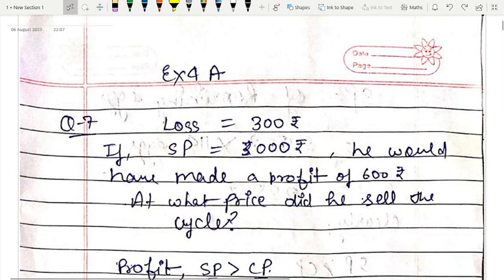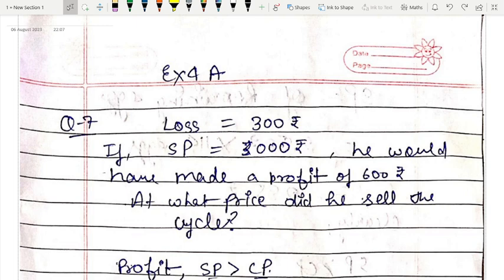Now we are just going to the remaining questions of exercise 4a. Just before doing any question, open your book and open exercise 4a. Go to question number 7. We will do question number 7. Read the question and try to understand.